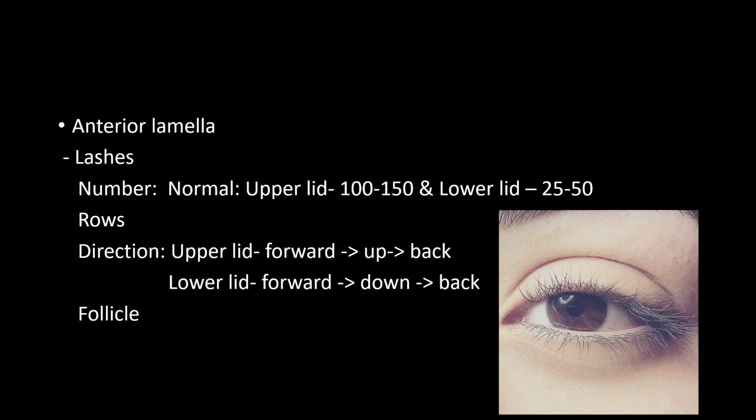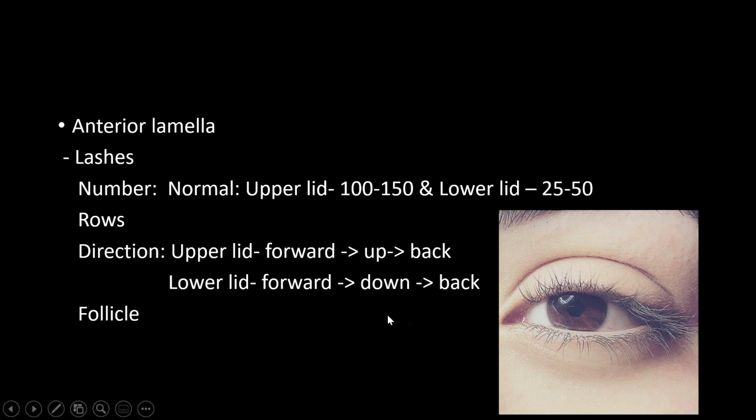Other than the rows of eyelashes, you're supposed to look at the direction. All right. In the upper eyelid, the lashes go forward, up, and back. Okay, and the lower eyelashes go forward, down, and back. Now that's important because any misdirection in the lashes, if at all it rubs onto the cornea, is going to cause a lot of discomfort to the patient.